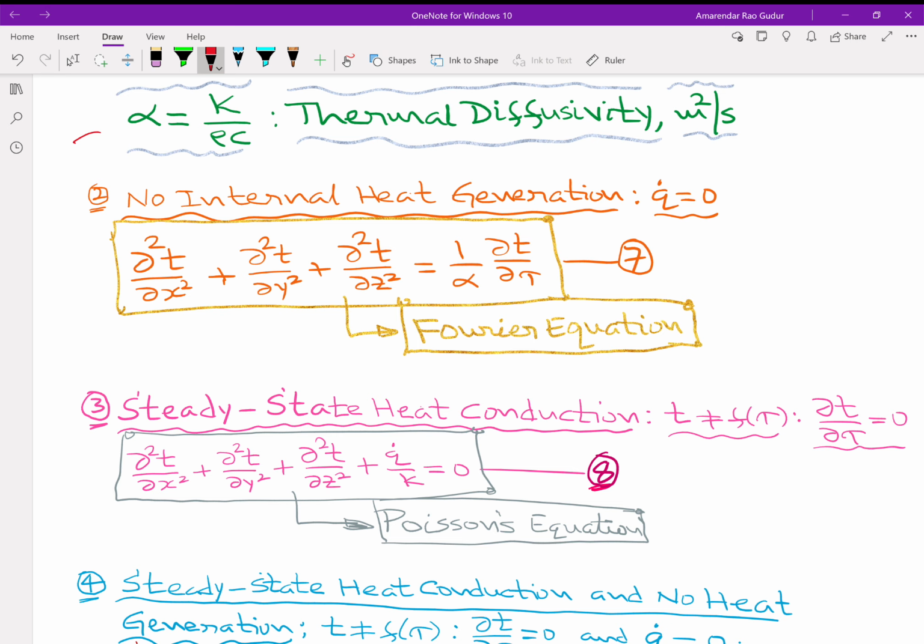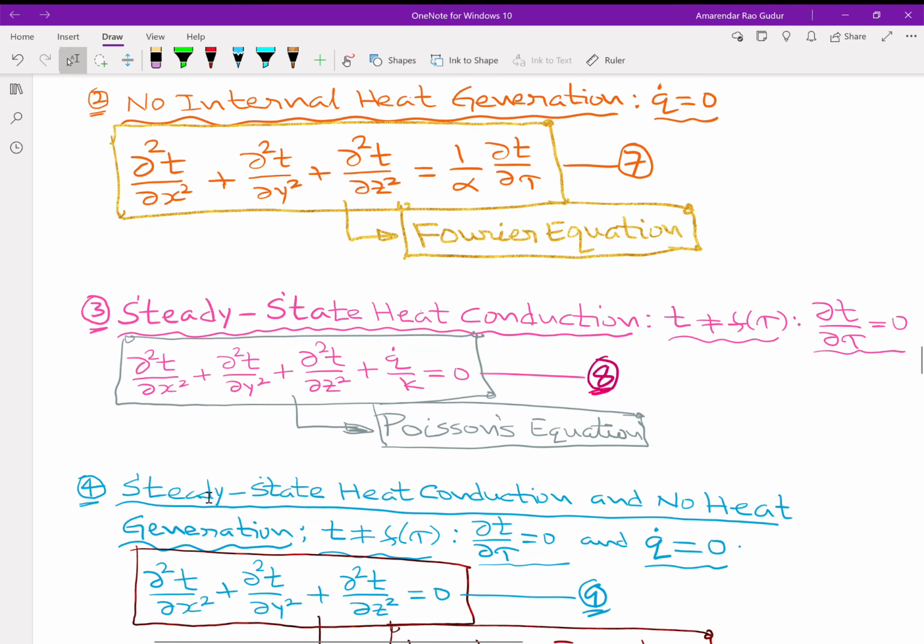Then third is that we assume steady state heat conduction. Heat generation is there, but temperature does not vary with time. As a result, del T by del tau is equal to 0. Therefore, all the three conduction terms and heat generation together should be equal to 0. We call this equation Poisson's equation.